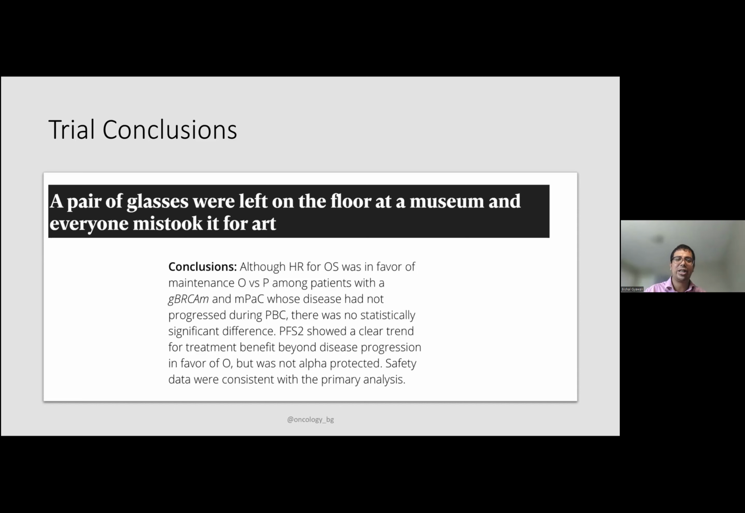They say PFS2 showed a clear trend for treatment benefit in favor of the drug, but was not alpha protected. So that means they ran multiple hypotheses. This was not significant. And again, even PFS2 was not significant, but they are highlighting a trend. So this is one of the most biased, bizarre conclusions that I have read in a trial publication. But it has become more or less the norm nowadays.